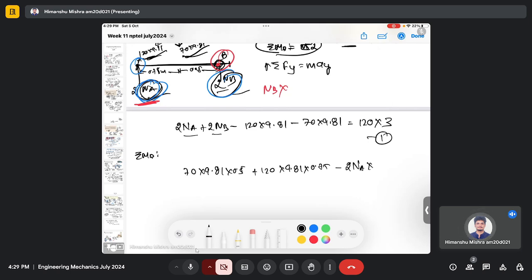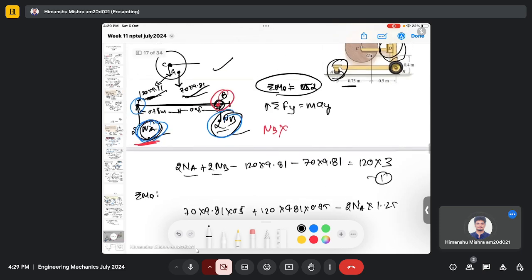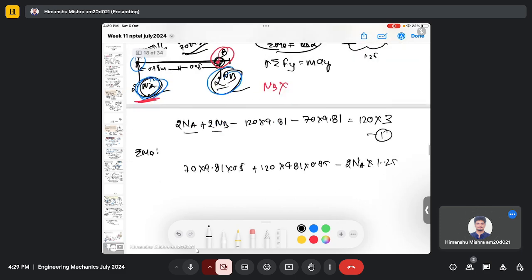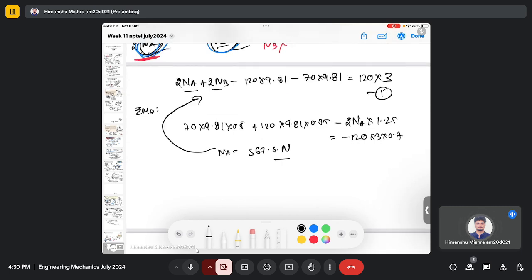2NA multiplied by 1.25, which is 0.75 plus 0.5, is equal to mass 120 times 3 times 1.7. So here you will get NA as 567.6 Newton, and when you substitute NA here you will have only one unknown, which is NB. So you will get NB, which is 544 Newton.